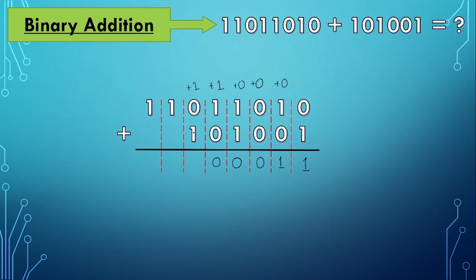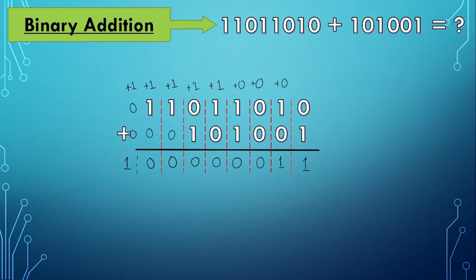1 plus 0 plus 1, so again sum is 0, carry is 1. 1 plus 1, sum 0. Here nothing is there, that means you can consider 0 over here. Okay, so 1 plus 1, sum is 0, carry is 1. Again 1 plus 1, sum is 0, carry is 1. Here nothing is there, that means 0 can be considered, so 1 plus 0 plus 0, and you will have a bit overflow. Okay, don't worry about that word bit overflow.